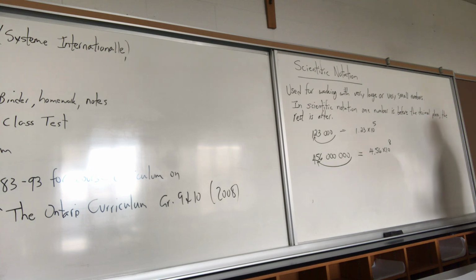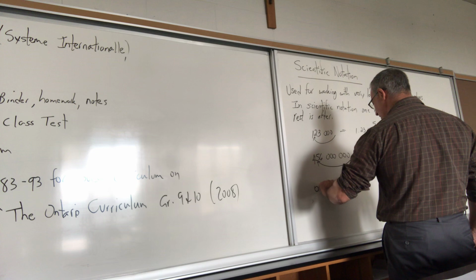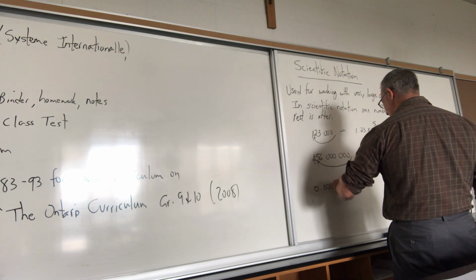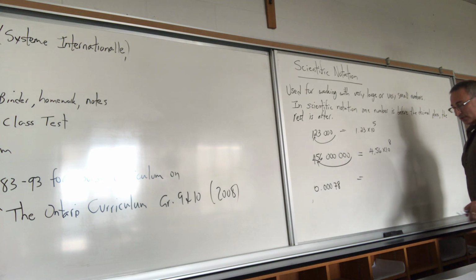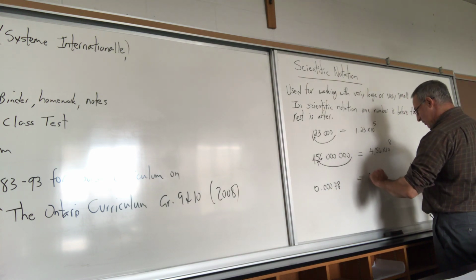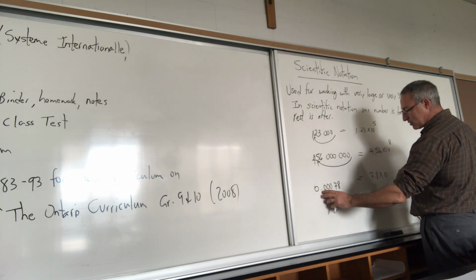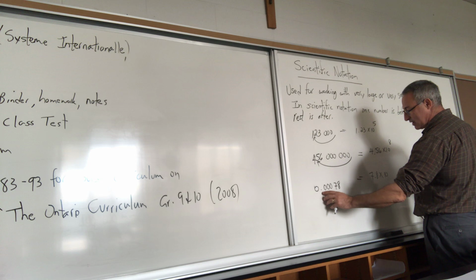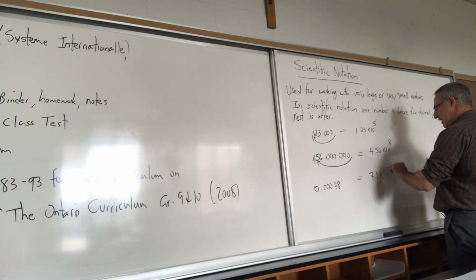You can also go the other way. Let's suppose you have the number 0.00078. And I want to rewrite that as scientific notation. I'll take the decimal and I'll put it between the 7 and the 8, so that we have 7.8 times 10 to the power of something. Let's see how many jumps we have to do to get that decimal between the 7 and the 8. 3, 4. 4 jumps. But now it's going to be to the negative 4.